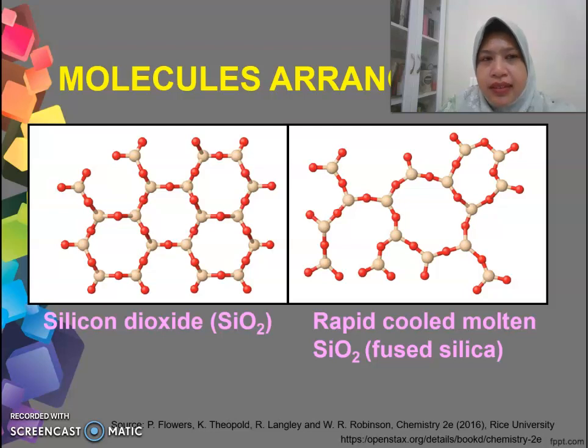Crystalline solids can be further characterized or categorized as ionic solid, molecular solid, covalent network solid, and metallic solid. Okay, and we will discuss this categorization of the crystalline solid in the next lesson.